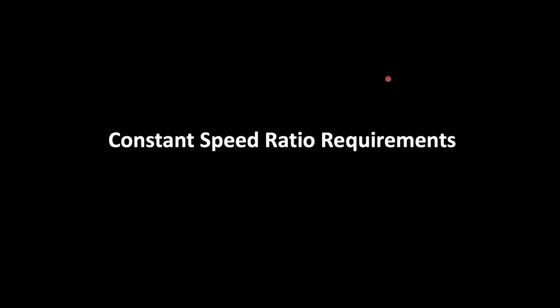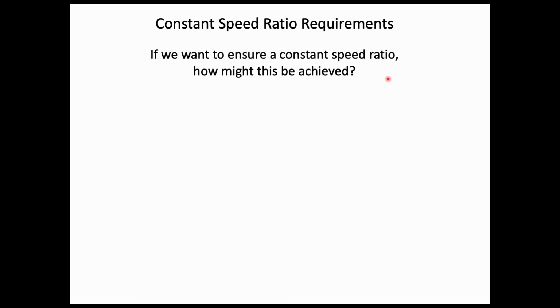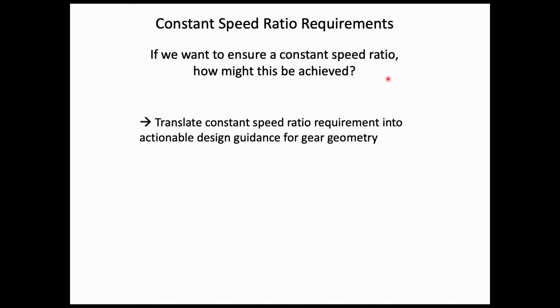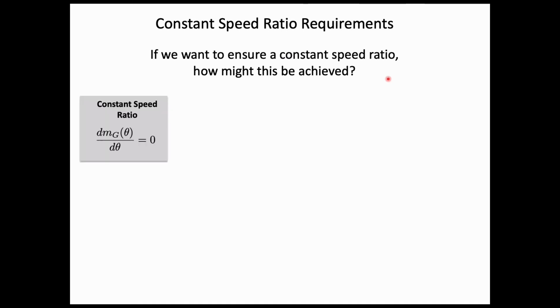Let's move back to the slides and talk about this a little bit more. We're going to specify in more detail what we mean by constant speed ratio requirements. If we want to ensure a constant speed ratio, how might this be achieved? We need to translate this requirement into actionable design guidance for gear geometry. Let's reason through this. We're going to present here a flow chart that shows how all of these requirements flow down into an actual guidance for geometry.